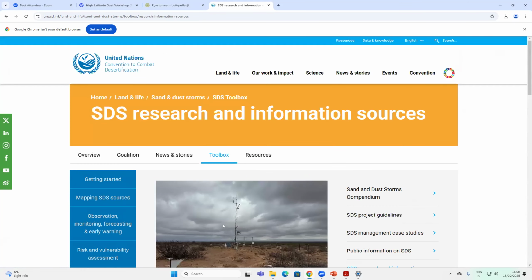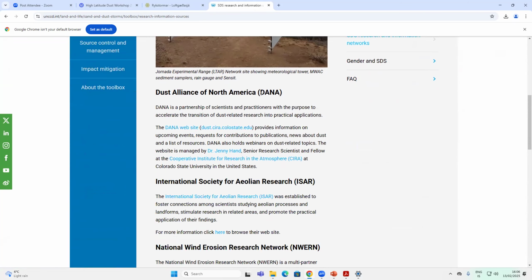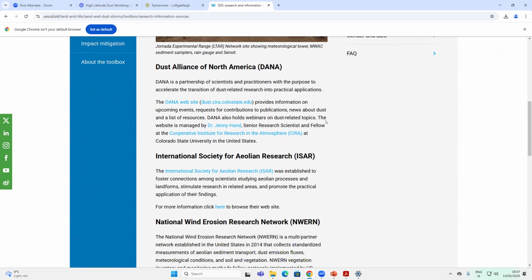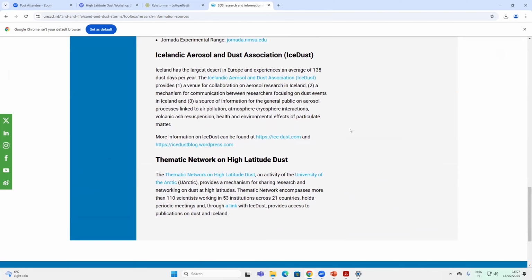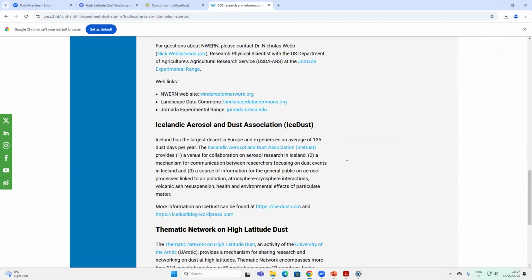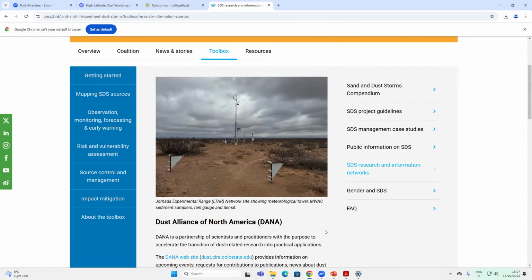Research, yeah, I think it's this one, research and networks. Yeah, so there is the North American Alliance, which might be a good idea maybe for the Canadian high latitude dust observer to join. You probably already are part of it. And here we are, Ice Dust is there, and the thematic network on high latitude dust. And also within the Pan-American node of SDS-WAS of the WMO, they have also some focus on Arctic.